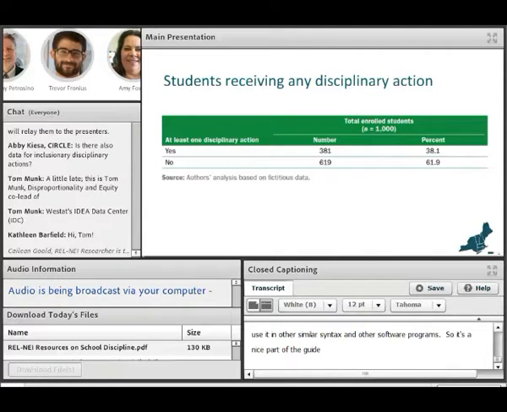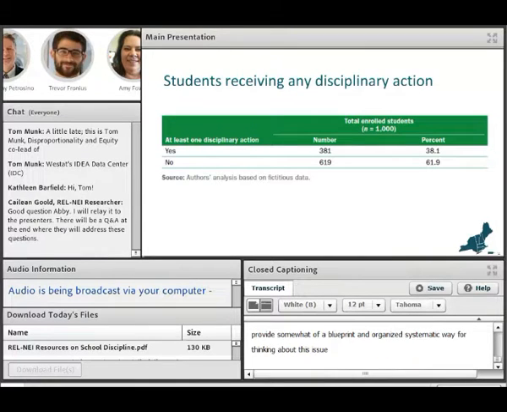So there's a lot of different ways to go. We're not saying these are the only ways that you can analyze these data, but our goal is to provide somewhat of a blueprint and an organized, systematic way for thinking about this issue. So one question is that we might want to know how many students are receiving any disciplinary action at all.